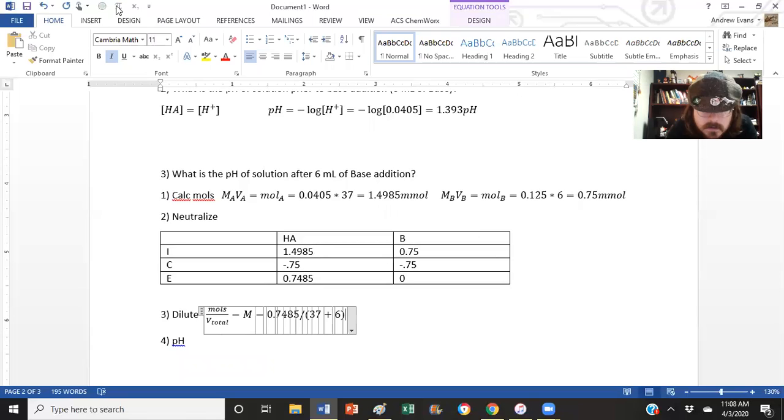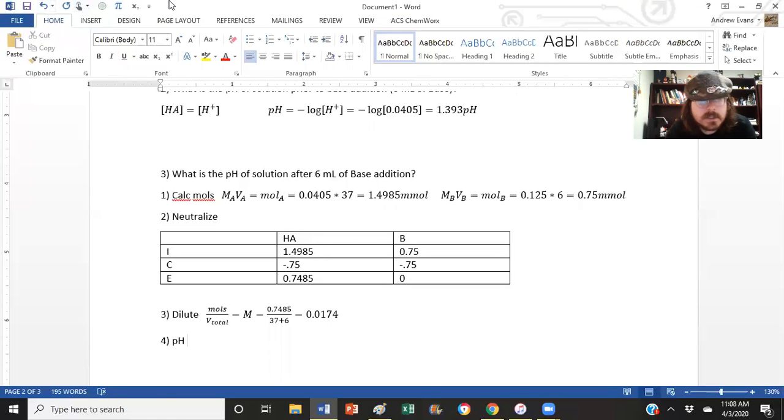Recalculating for this, we say 0.7485 divided by 37 plus 6. And this is why you're okay leaving that as millimoles, because if you divide by milliliters, you get back to molarity. So our concentration of acid has now gone down from 0.045405 to 0.0174.